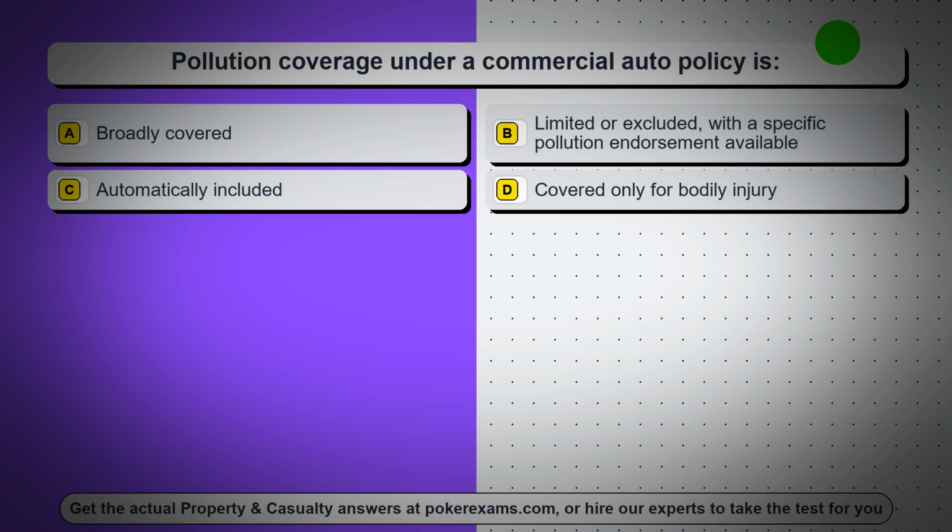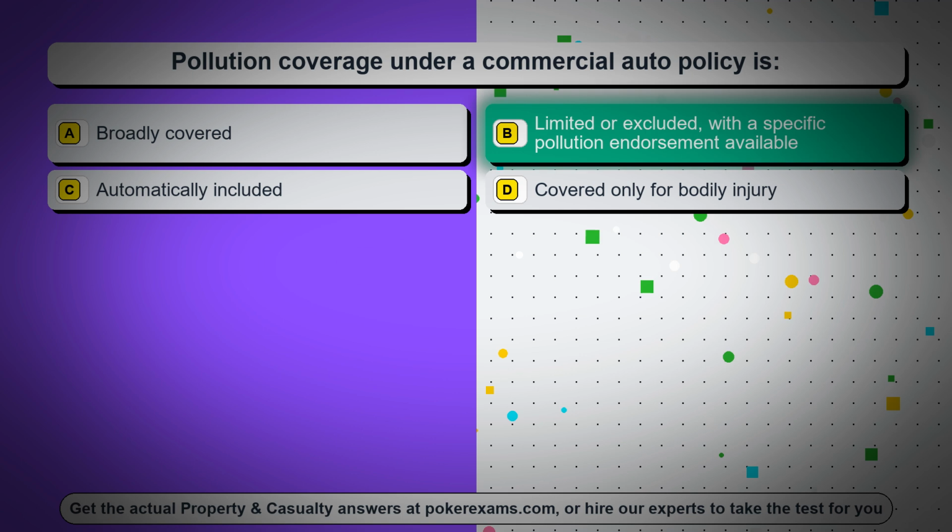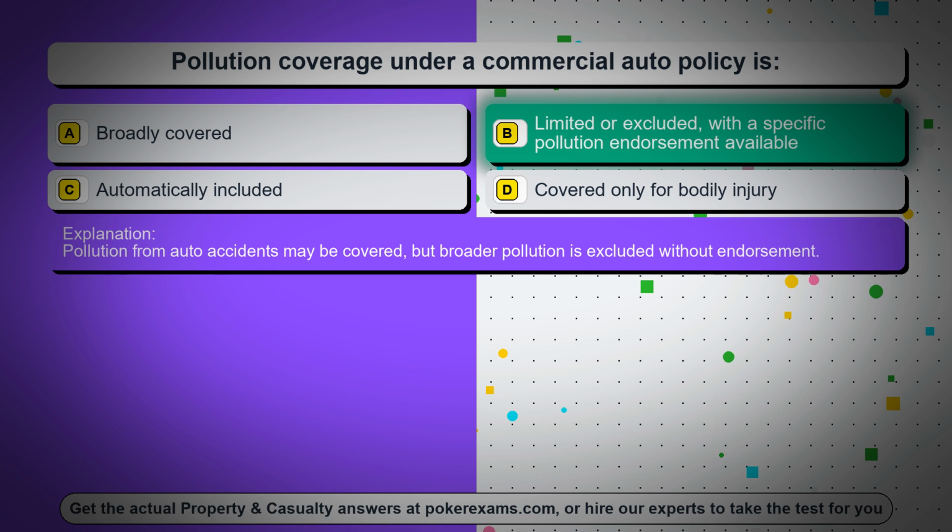Question 71. Pollution coverage under a commercial auto policy is, option A, broadly covered, option B, limited or excluded, with a specific pollution endorsement available, option C, automatically included, option D, covered only for bodily injury. The correct answer is option B, limited or excluded, with a specific pollution endorsement available. Pollution from auto accidents may be covered, but broader pollution is excluded without endorsement.